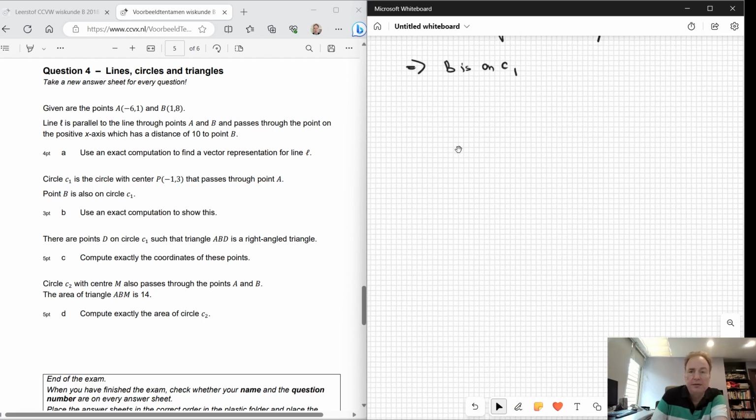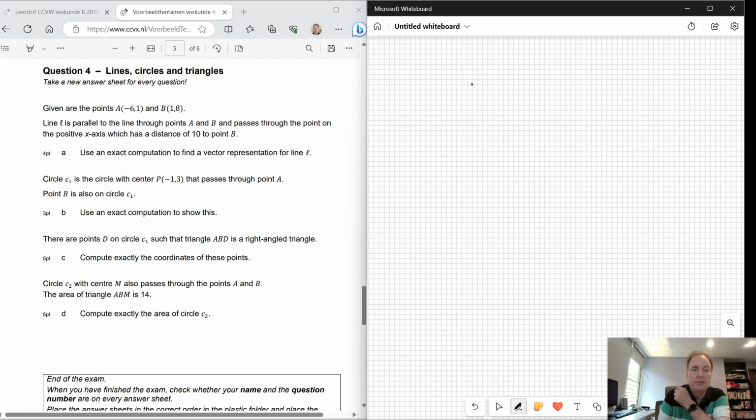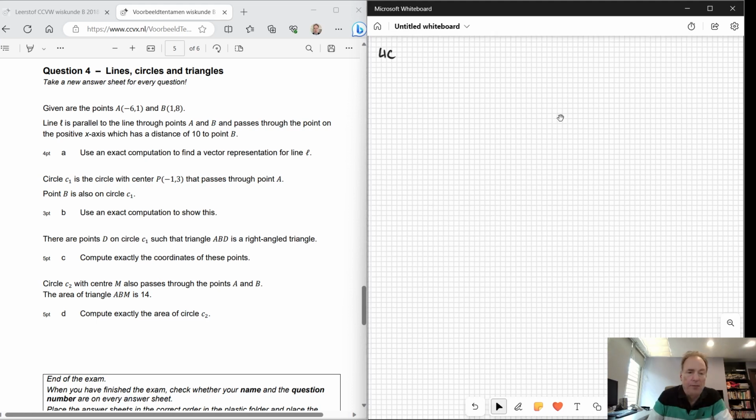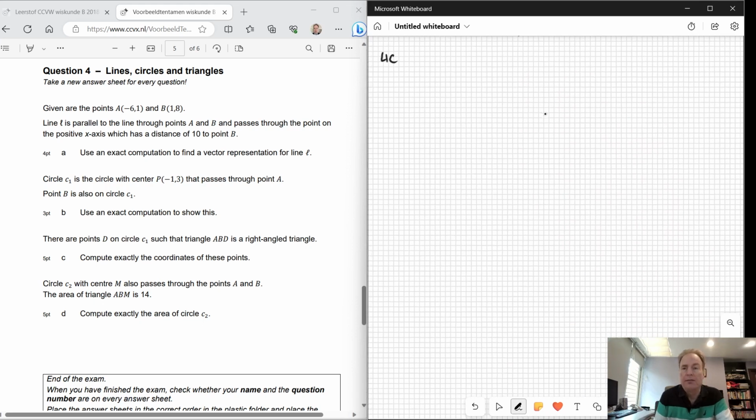Question C. There are points D on circle C1 such that the triangle ABD is a right angled triangle. Compute exactly the coordinates of these points. So roughly here is a point B, and then there's a point C here, and then the center of the circle.